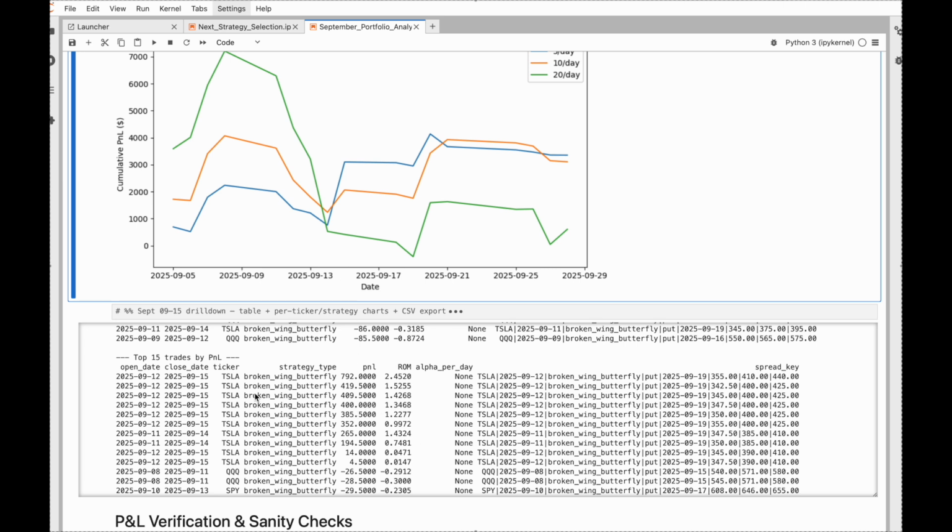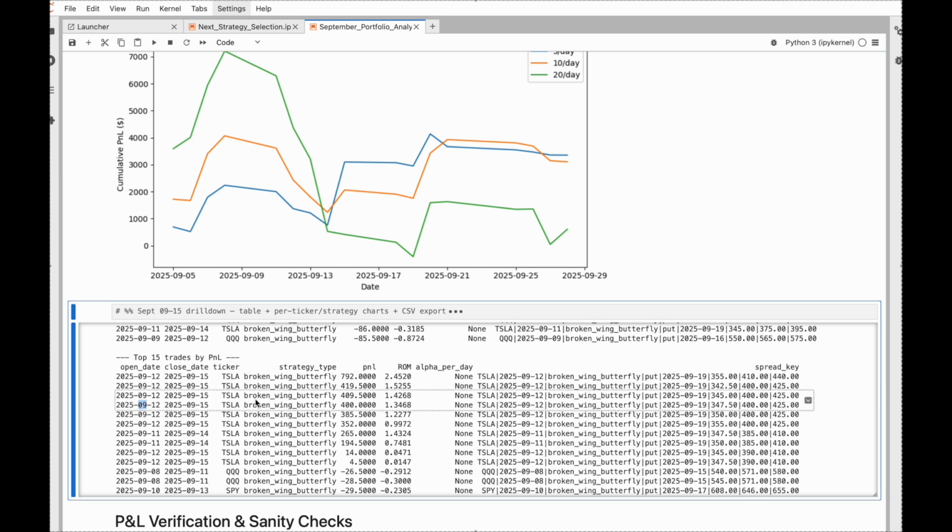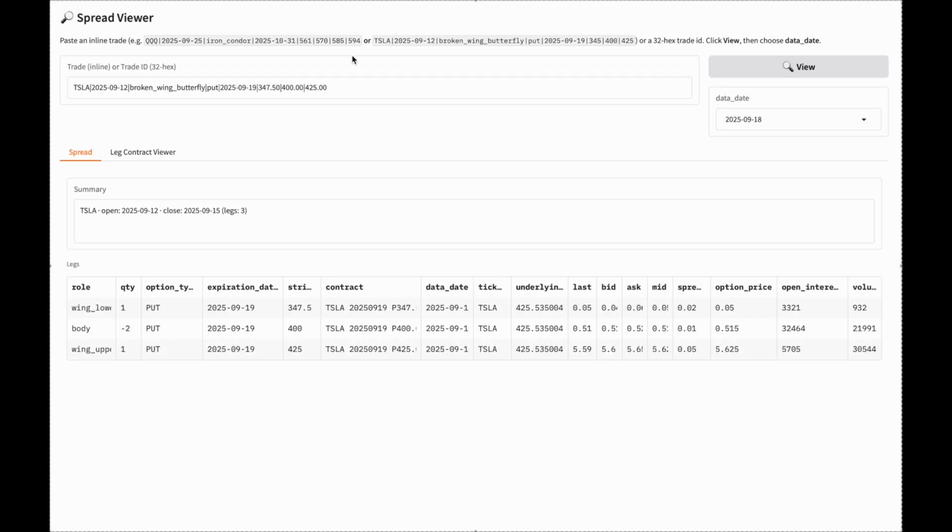So here's a trade that's a Tesla. It's a broken wing as a strategy. It has 3 legs, and we're happy that our system handles 3-legged strategies well. Opened on the 12th and closed it on the 15th. And so let's take the key over here so that we can really drill down and see the features of this particular contract. So over here in our spread viewer, we'll paste in the contract there and we'll view it.